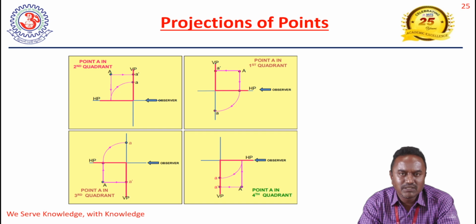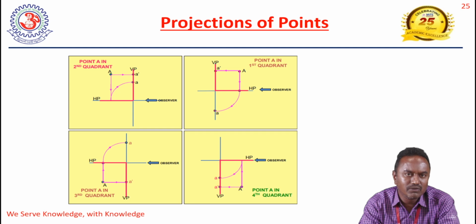So the direction of the front view remains the same. See, all the planes are transparent. It's a transparent plane, so when we look in the same direction of the front view, A dash will be on the VP the same way, and the top view A on HP. After getting the front and top view, we are going to rotate the HP by 90 degrees again clockwise.